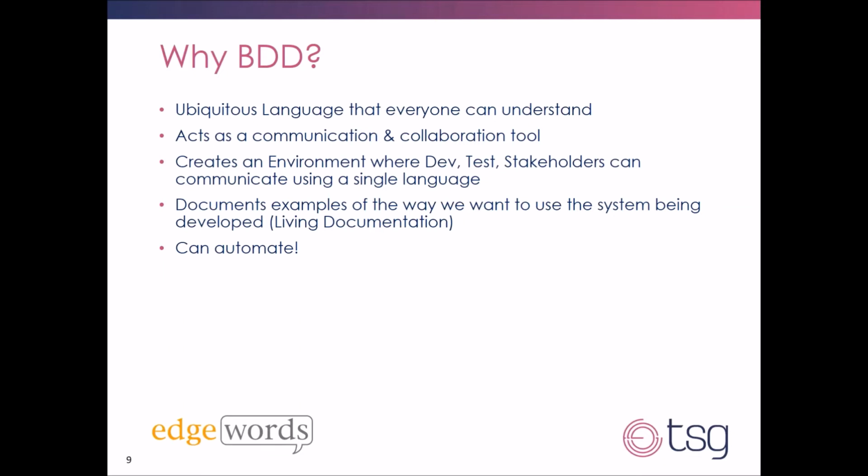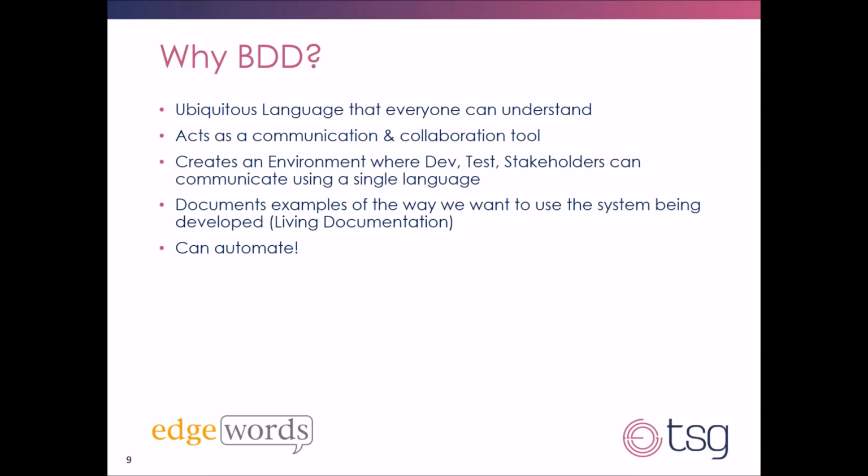It also documents the way that we want the system to be developed. So as John said, our features, which we document in BDD, really are our requirement specification and act as our acceptance criteria when we start automating our tests and running them.